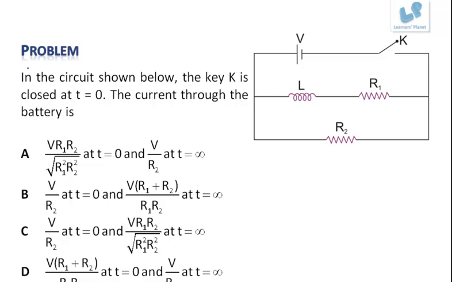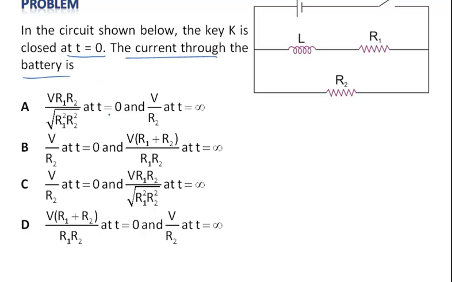Now the next problem is, in the circuit shown below, the key K is closed at t equal to 0. The current through the battery is. Now in all the four options you see that we have to find out the current which is flowing through this battery I at time t equal to 0 and t equal to infinity.